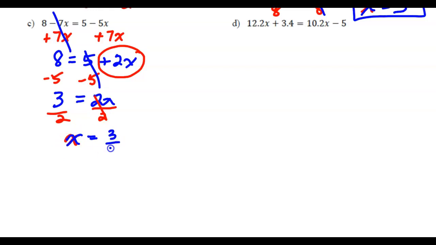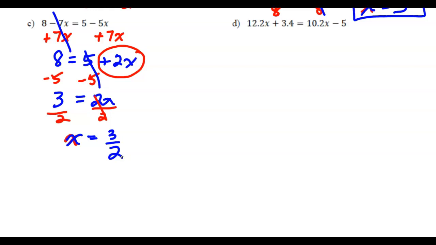Remember how I said in high school math, we don't even convert that to a mixed number anymore, very rarely. So x equals 3 over 2. Don't bother showing it as 1.5. Okay, we leave it as an improper fraction. It's already in lowest terms, so you're good on that one.